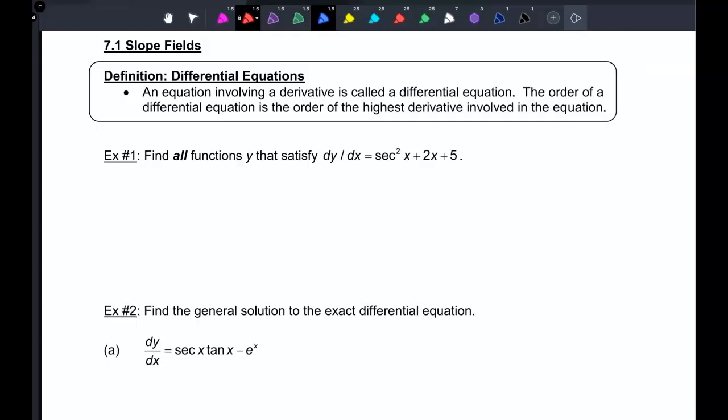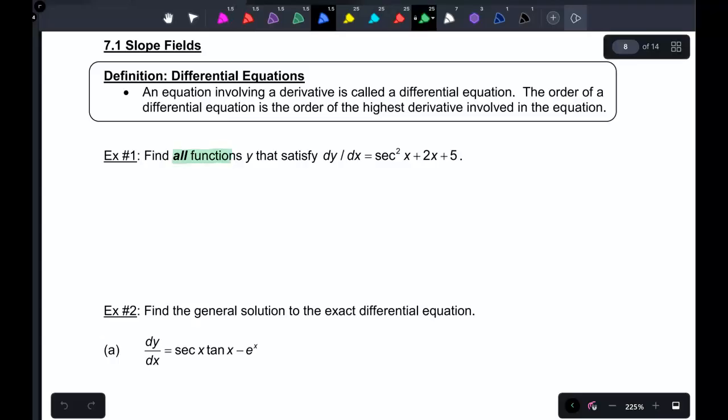Okay, differential equation. What's that mean? Differential. Okay, so it's a derivative. dy/dx, this is a differential equation. What we're going to do today is start with a derivative and work backwards. You're going to think, well, didn't we just do all that? We did. But we didn't call it solving a differential equation. So we're going to find all functions y that satisfy this.